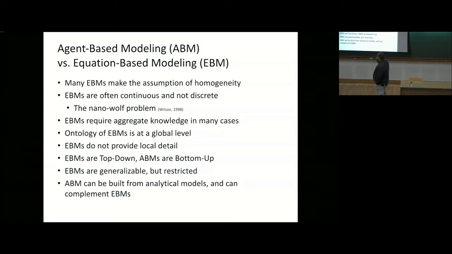So many equation-based models make the assumption of homogeneity. They're often continuous and not discrete. This results in something sometimes known as the nano-wolf problem. There's something called the Lotka-Volterra equations that talk about population ecology and how predator-prey species interact. If you have a bunch of wolves and a bunch of sheep, and the wolves eat the sheep, right? Eventually, if the wolves eat too many sheep, they can't find any more sheep to eat, and they're going to die off, right? But in the Lotka-Volterra equations, there's no notion of an individual.